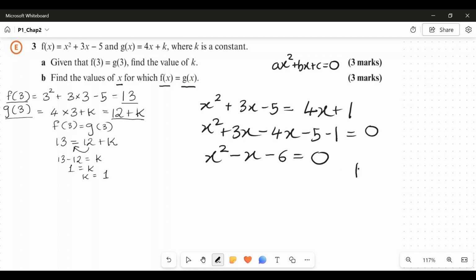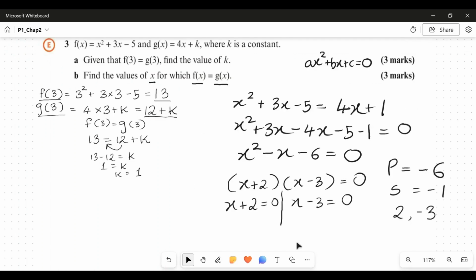And we can solve this using the product and sum rule. The product is minus 6 and the sum is minus 1. So the two numbers that we need are 2 and minus 3, because 2 times minus 3 is minus 6 and 2 minus 3 is minus 1. So we have x plus 2 and x minus 3 equals 0. From that we get x equals minus 2 and x equals 3. So we have our two answers, which is x equals minus 2 or x equals 3.